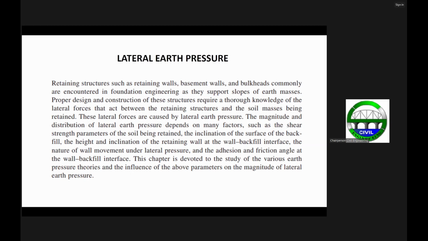These are commonly found in foundation engineering as they support slopes of earth masses. So the proper design and construction of these structures require a thorough knowledge of the lateral forces that act between the retaining structures and the soil masses being retained. These lateral forces are what we call, or are caused by, lateral earth pressure.